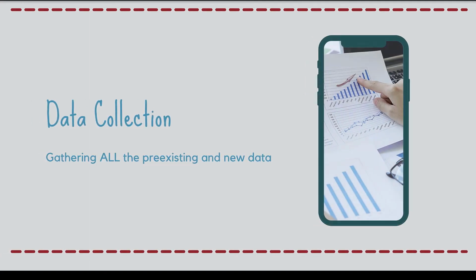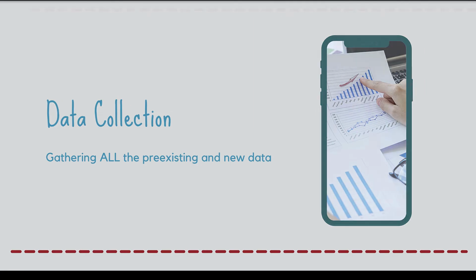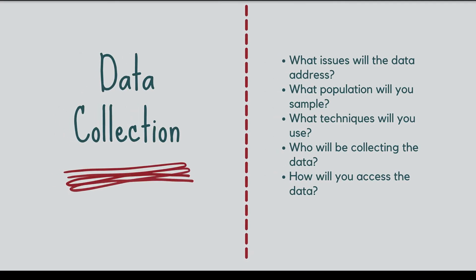In the next step, we're going to talk about data collection. So here's where you're going to gather all that pre-existing data and start collecting new data. You're going to think about what issues the data is going to address. You're going to figure out what population you're going to sample for your new data and even some pre-existing data. What techniques will you be using? Are you going to use a survey? Are you going to use focus groups? And then who will be collecting the data?